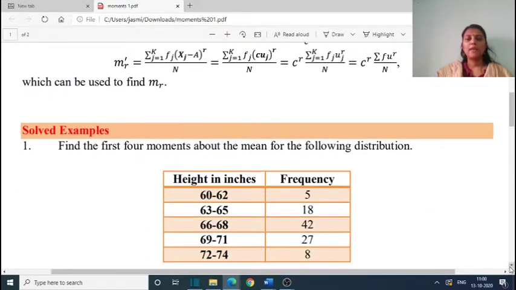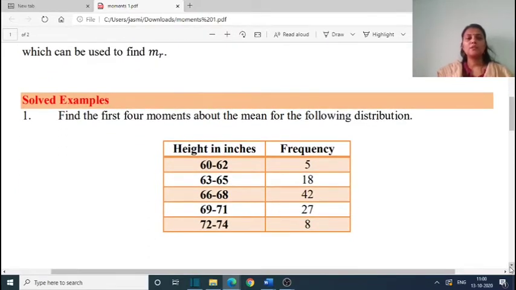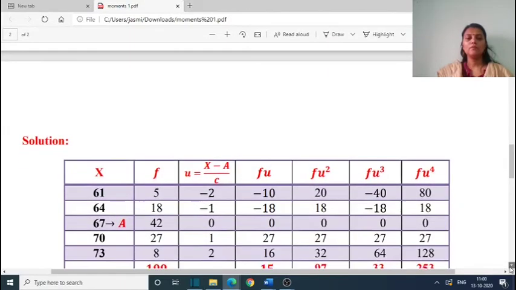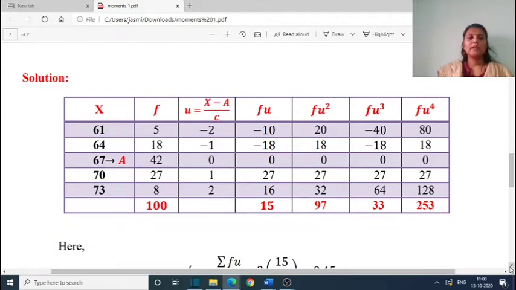Now we have some solved examples. First, find the 4 moments about the mean for the following distribution. Height in inches: 60 to 62, frequency is 5; 63 to 65, frequency is 18; 66 to 68, frequency 42; 69 to 71, frequency 27; 72 to 74, frequency 8. So the solution is, we can write x as 61, 64, 67, 70, 73. f is equal to 5, 18, 42, 27, 8. Total frequency is 100.